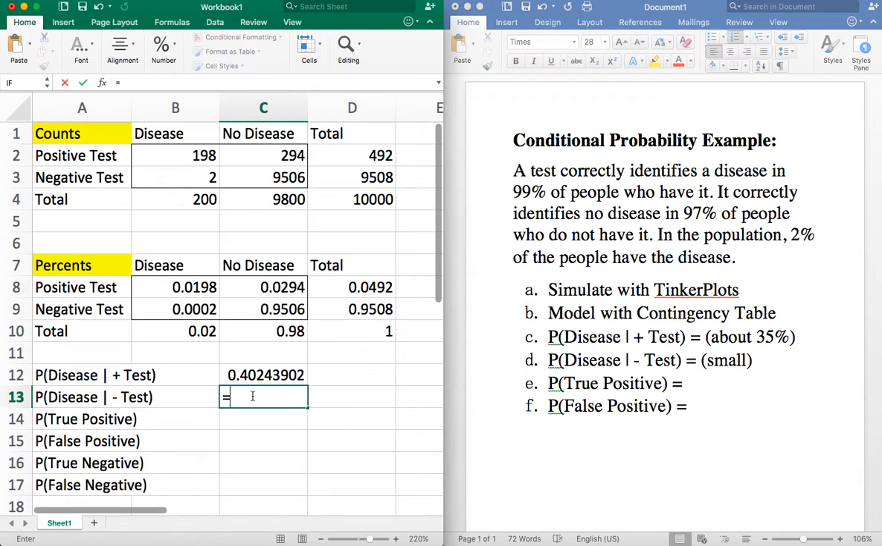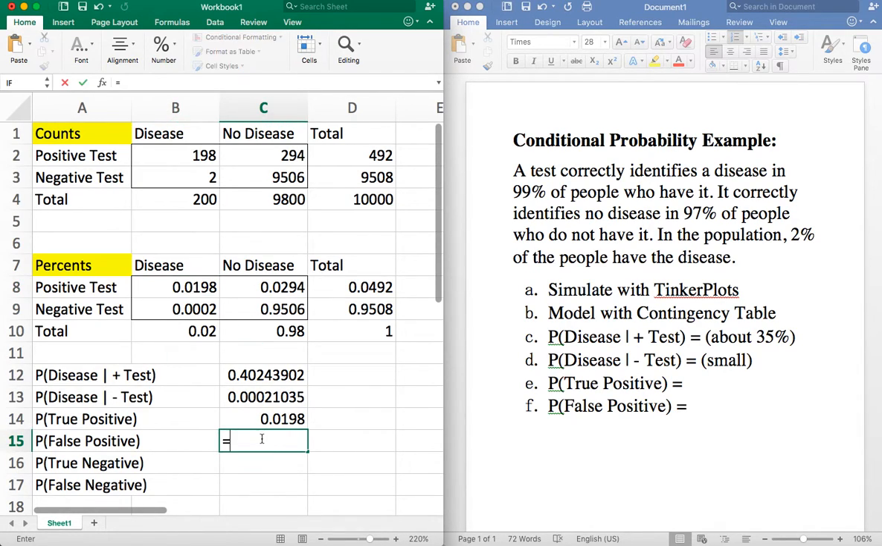Okay, what about having the disease given a negative test? Well, that is, I've got the disease and a negative test out of all those people that had negative tests. And that's really, really small. So that is exactly in line with what we had. Okay, what about the probability of a true positive test? A true positive is you have the disease and you get a positive test. Well, that's those folks out of everybody. Pretty darn small. Now we've got that right here as well.